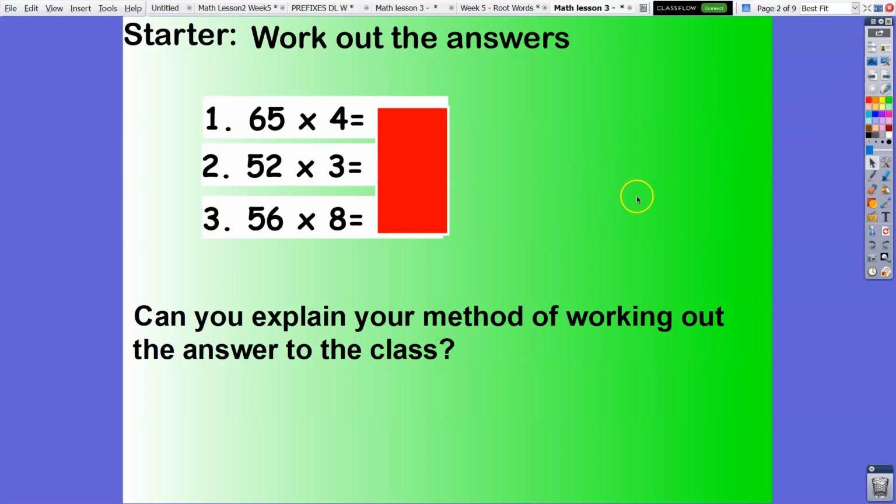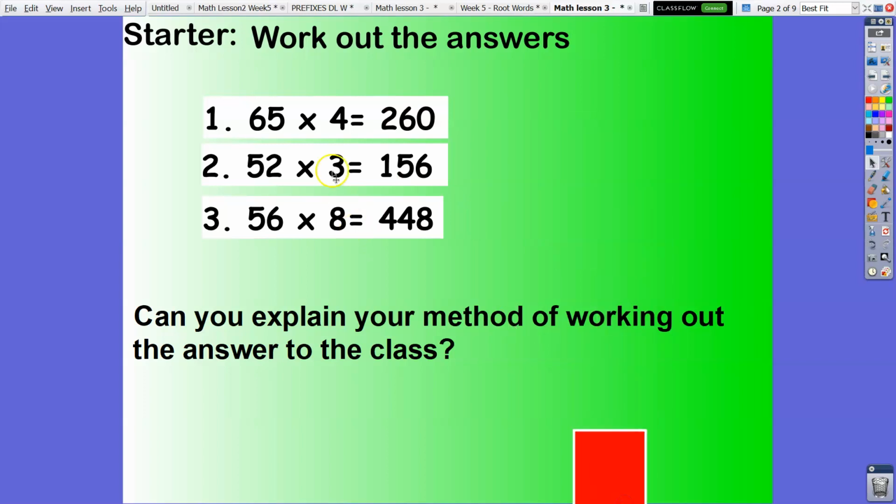Time is up. Now let's reveal the answers. All right, so we have 65 times 4 is equal to 260. 52 times 3 is 156. 56 times 8 is equal to 448. How do you find out the answer? Great. So today, I'm going to teach you another way to solve multiplication problems through an expanded written multiplication method.